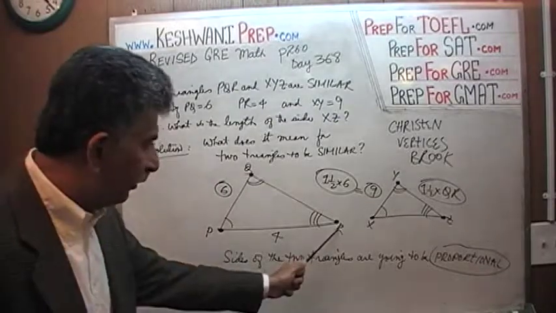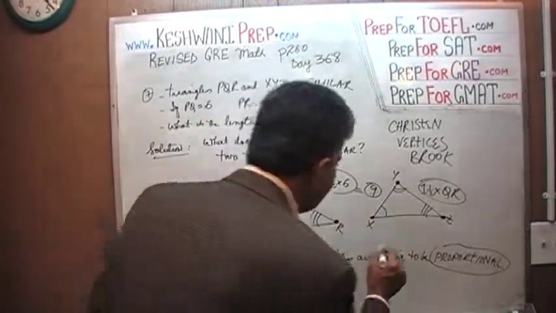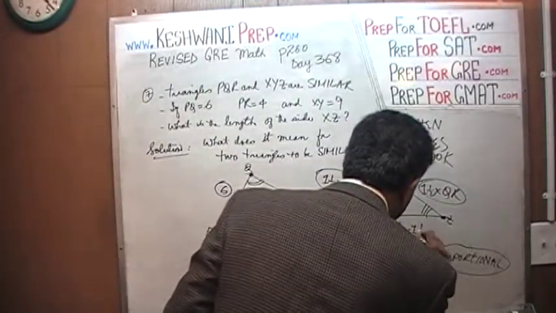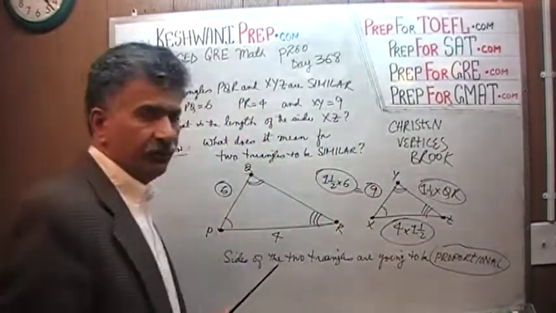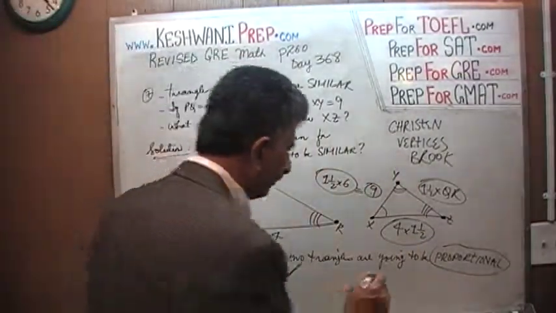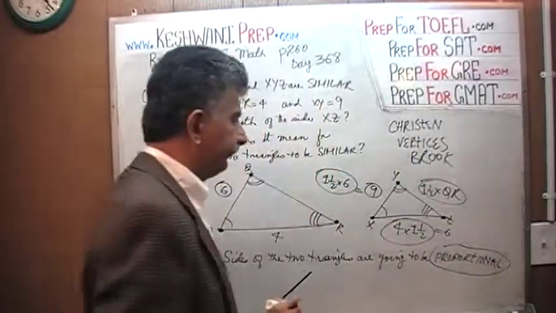P to R is 4, which means X to Z has to be 4 times 1.5. And that's all. And how much is 4 times 1.5? 4 times 1.5 is 6. That's all. We are done.